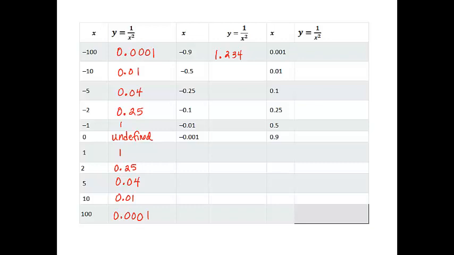1 divided by negative 0.5 squared, which will be positive, is 4. 1 divided by negative 0.25 squared is 16. 1 divided by negative 0.1 squared is 100. 1 divided by negative 0.01 squared is 10,000. And 1 divided by negative 0.001 squared is 1 million.